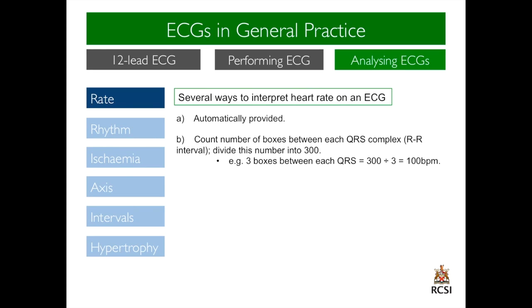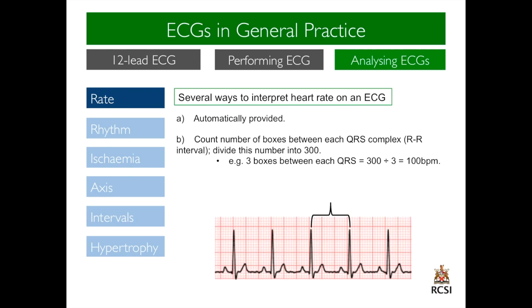One method is to count the number of boxes between each QRS complex, or the RR interval. If you divide this number into 300, you will get the heart rate. As an example, if there are 3 boxes between each QRS, dividing 300 by 3 would equal 100 beats per minute.